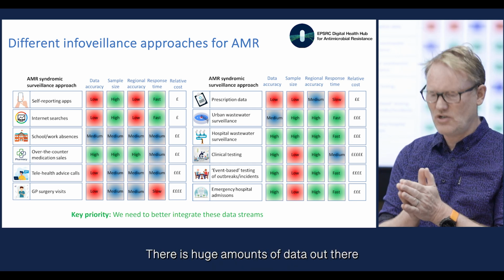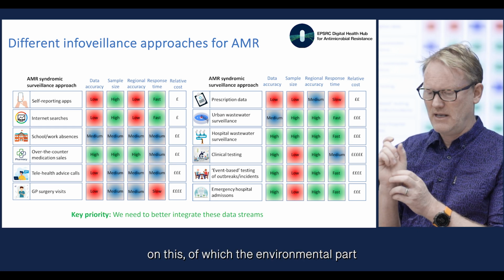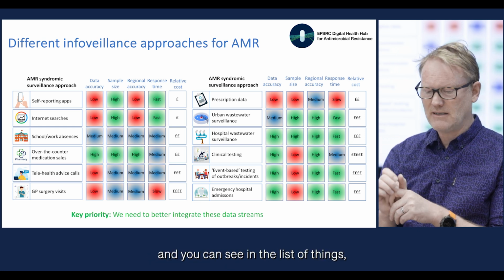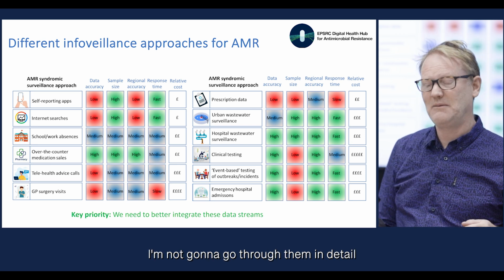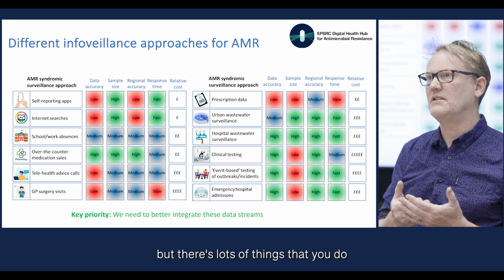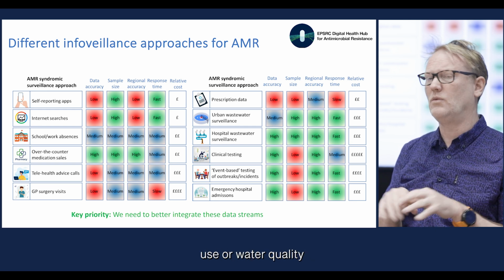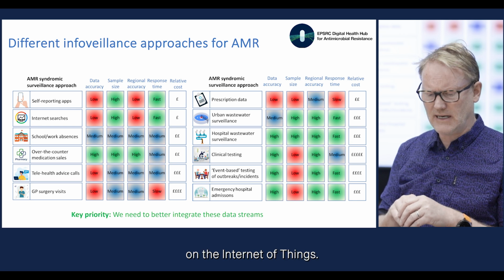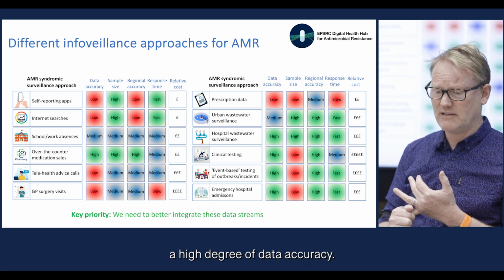There are huge amounts of data out there on this, of which the environmental part is one. And you can see in the list of things, I'm not going to go through them in detail for time purposes, but there are lots of things that you do yourself, like self-reporting apps or looking for antibiotic use or water quality on the internet. And some of those have a high degree of data accuracy.